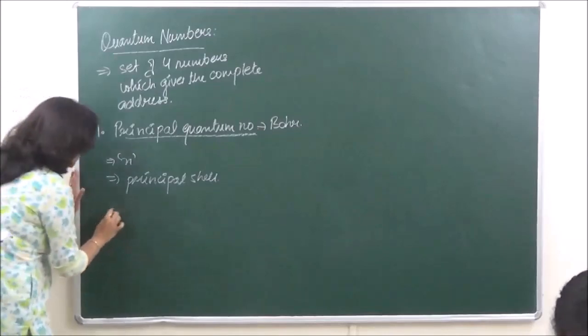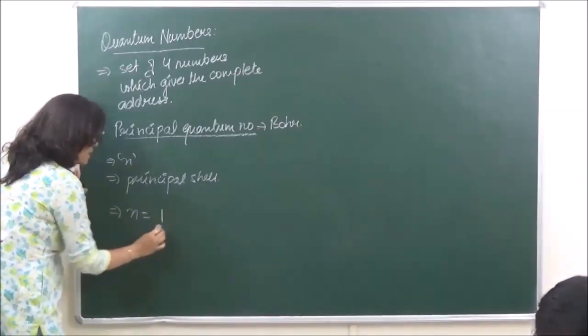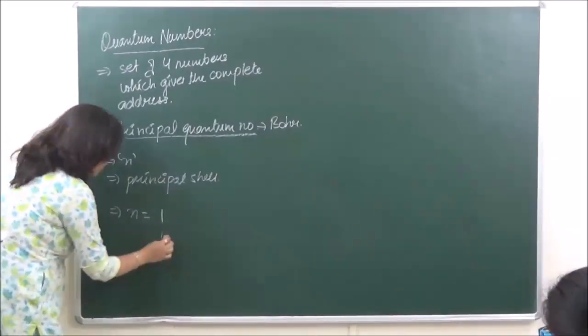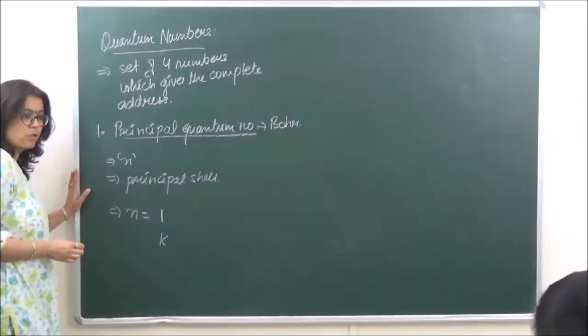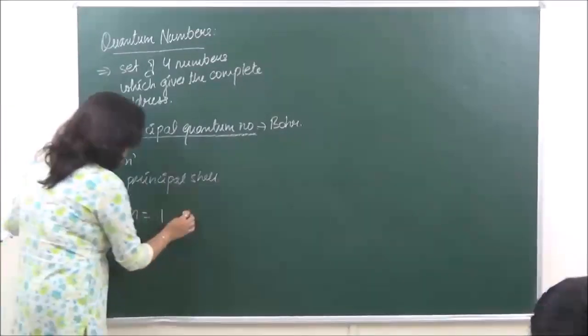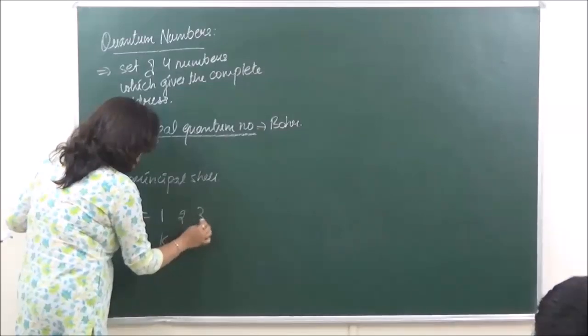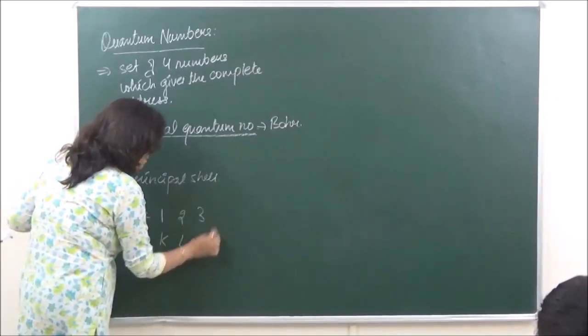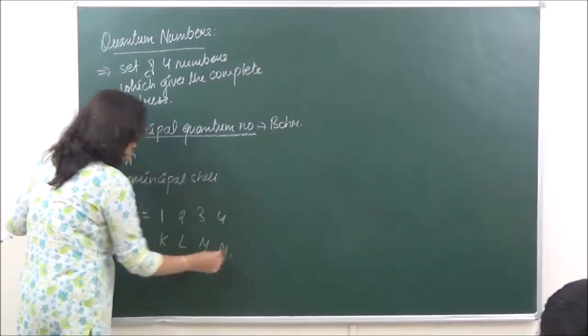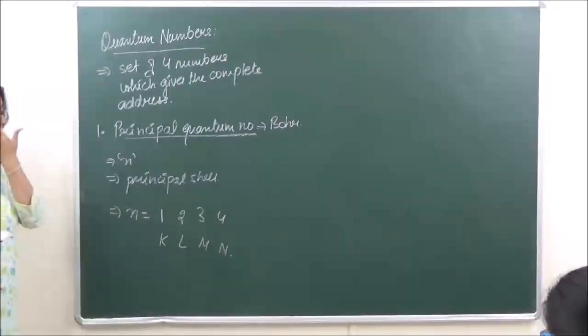Now when we are looking at the values of n, if n is equal to 1, then the orbit in which the electron is present is going to be K. If n is equal to 2, L. If n is equal to 3, M. If n is equal to 4, N, and so on.